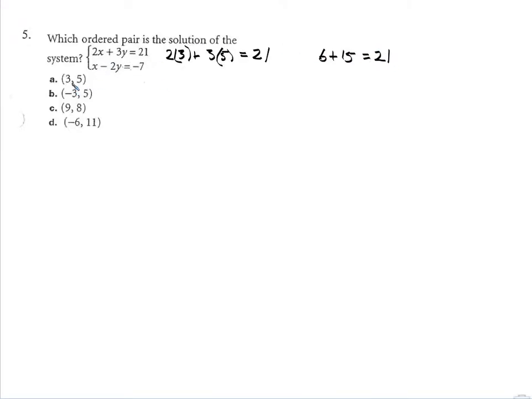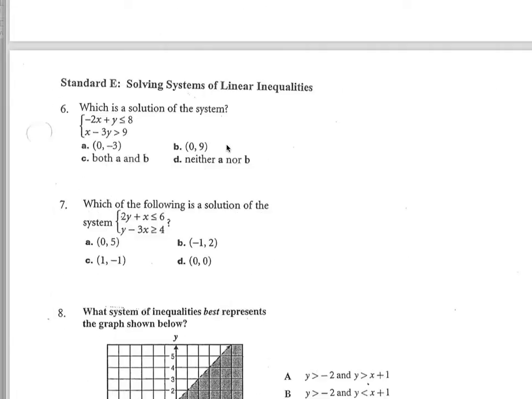Let's check if it works for the second equation. Remember, this has to work for both equations in order to be a solution to the system. So plugging in, 3 minus 2 times 5 needs to equal negative 7, and that's going to be 3 minus 10 is equal to negative 7, and oh yeah, that is the case. So the correct answer is A. It worked on the first try. Lucky. All right, so number 6.